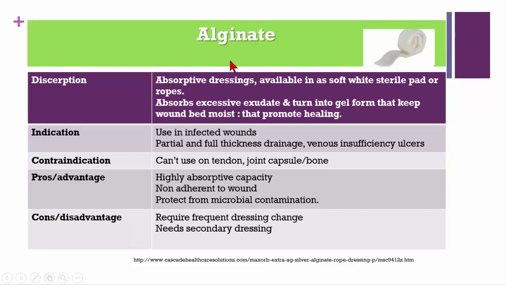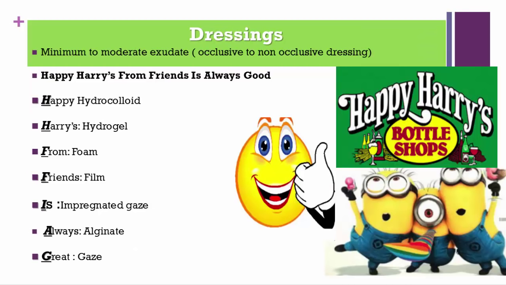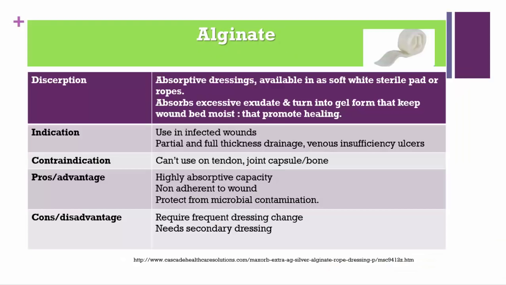Lastly, we are going to see about the alginate dressings. This is alginate dressing. It is an absorptive dressing available in soft sterile pads or ropes. It absorbs excessive exudate and turns into a gel form that keeps the wound bed moist and promotes healing.